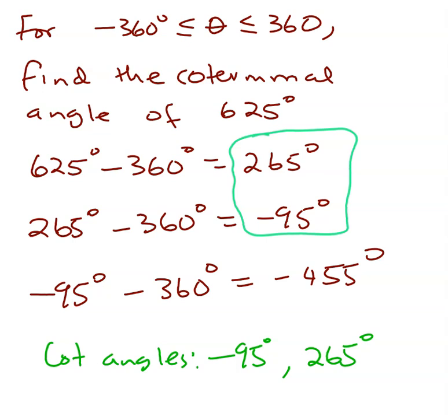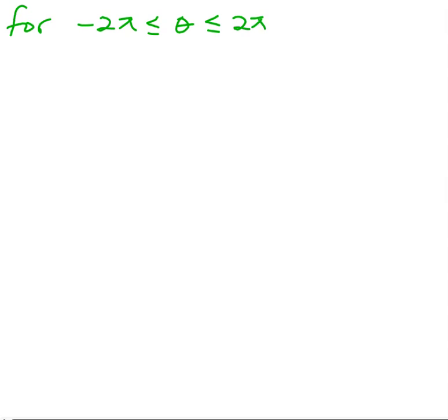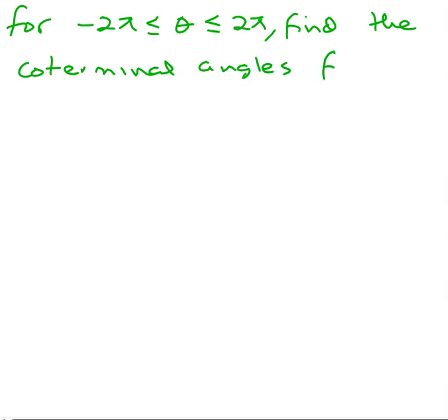Now let's do another example. What if I said for negative 2 pi less than or equal to theta less than or equal to 2 pi, find the coterminal angles for -6 pi. We can already see here that we're not going to subtract 2 pi. We're going to keep adding 2 pi until we fall within the range.